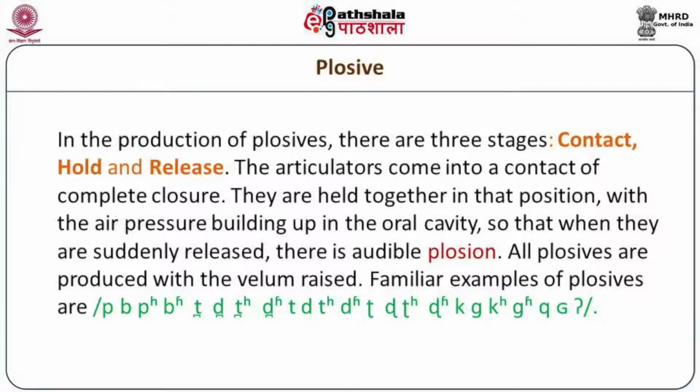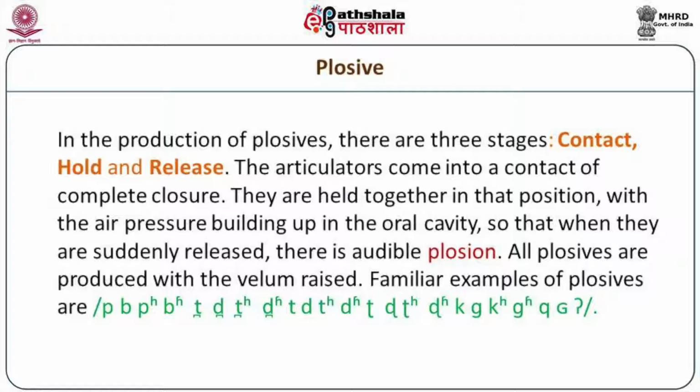Contact is when two articulators come into contact. They are held in complete closure for a little while, so that the air is blocked from passing and the air pressure builds up, and then they are released. So the contact, then the hold, and then the release. When they are released, there is greater plosion. That is how sounds such as p or b or t are produced.